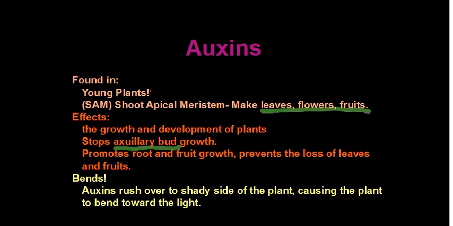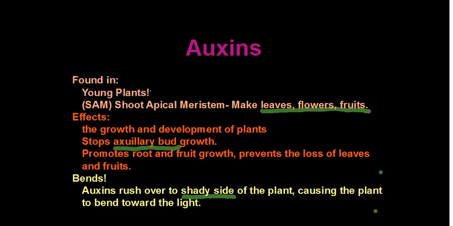And have you ever gardened or looked into your yard and noticed that some of the plants might be bending toward the sunlight if they're in a shaded area? Well, this is all because of the auxins. And the auxins are rushing over to the shady side of the plant. And this causes hydrogen ions to go out of the cells that the auxin moves toward.